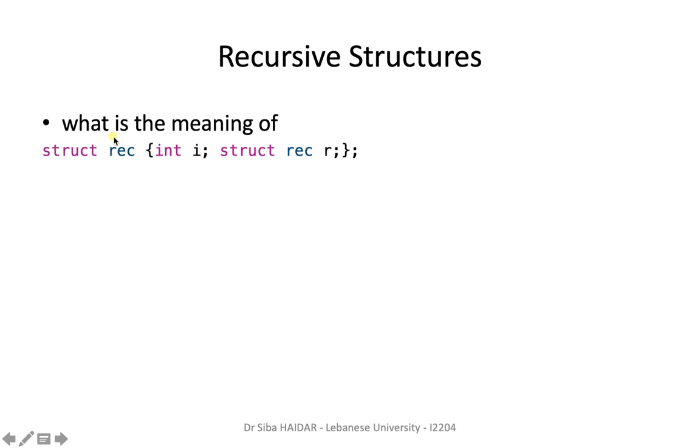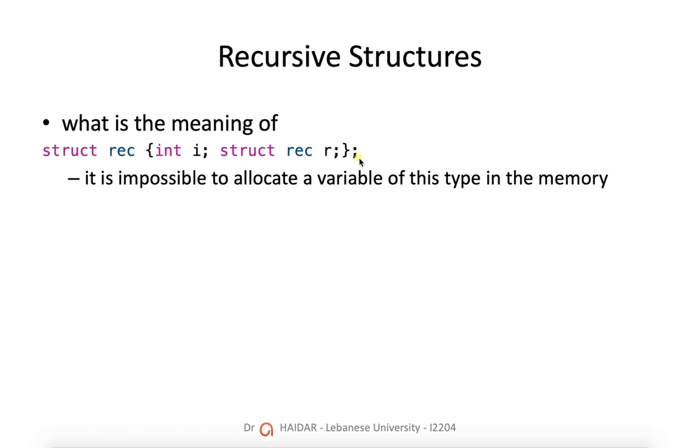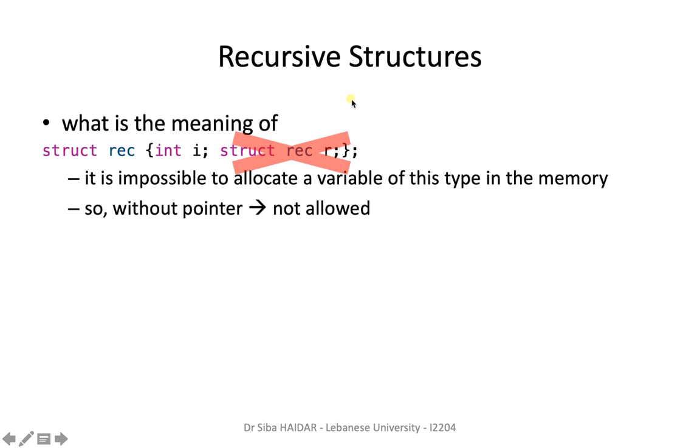Recursive structures. What is the meaning of the following syntax? struct rec int i semicolon, struct rec r semicolon. And then we finish by the semicolon for the structure declaration. It is impossible to allocate such a variable of this type. If you declare a variable of type struct rec, it is impossible to allocate this in the memory because you will never know how much memory you need, because it is an infinite loop. So without pointers, recursive structures are not allowed.